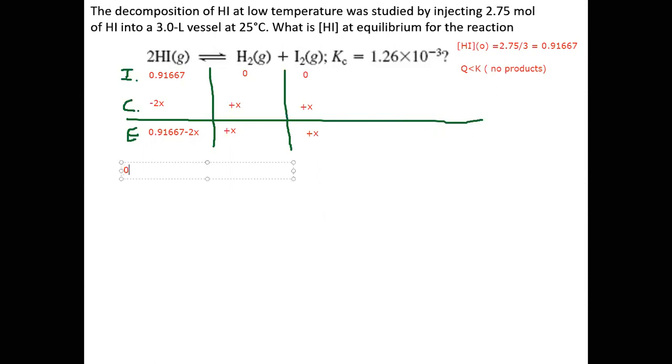So now we can set up our equilibrium expression. We know the Kc is 0.000126. Now remember, it's products over reactants, so x times x divided by 0.91667 minus 2x, and that's squared. We simplify this a little bit, and we get 0.000126 equals x squared divided by 0.91667 minus 2x squared. So you see on the right side we have a perfect square, so we're going to take the square root of both sides.